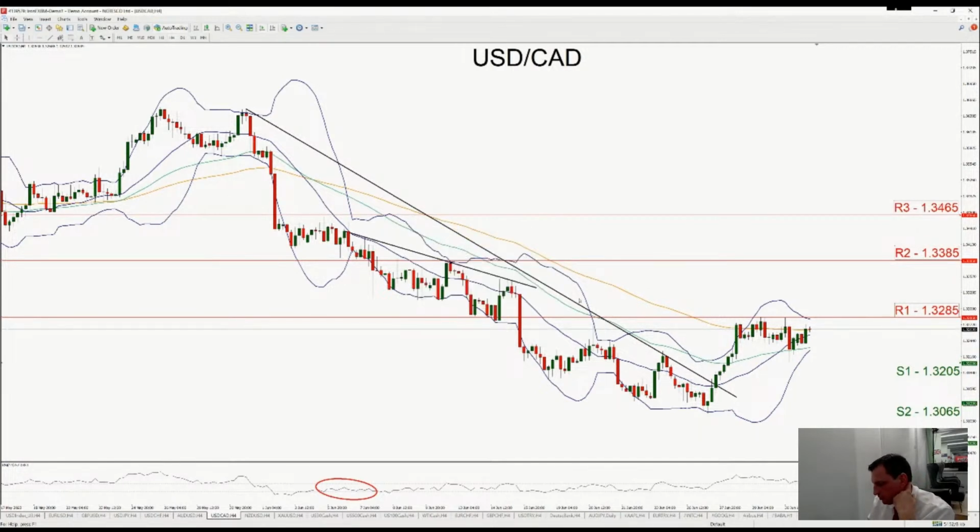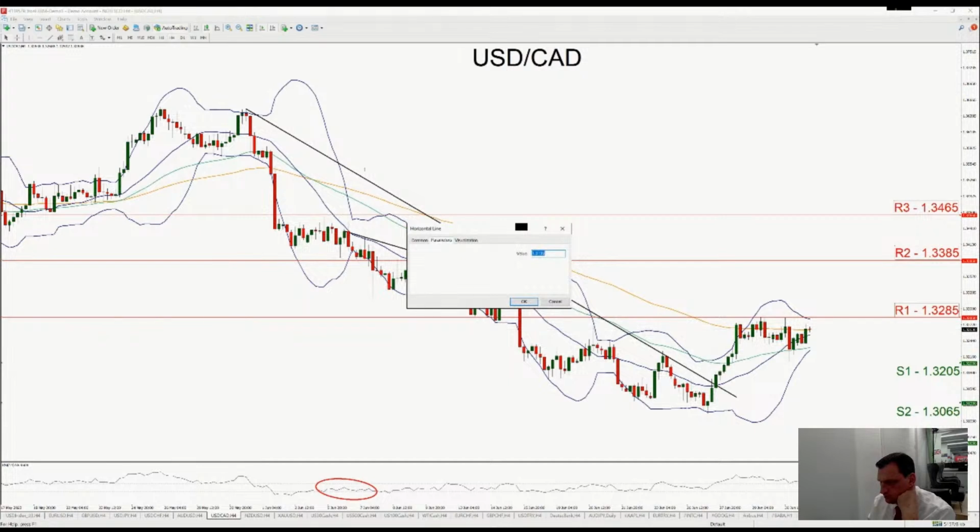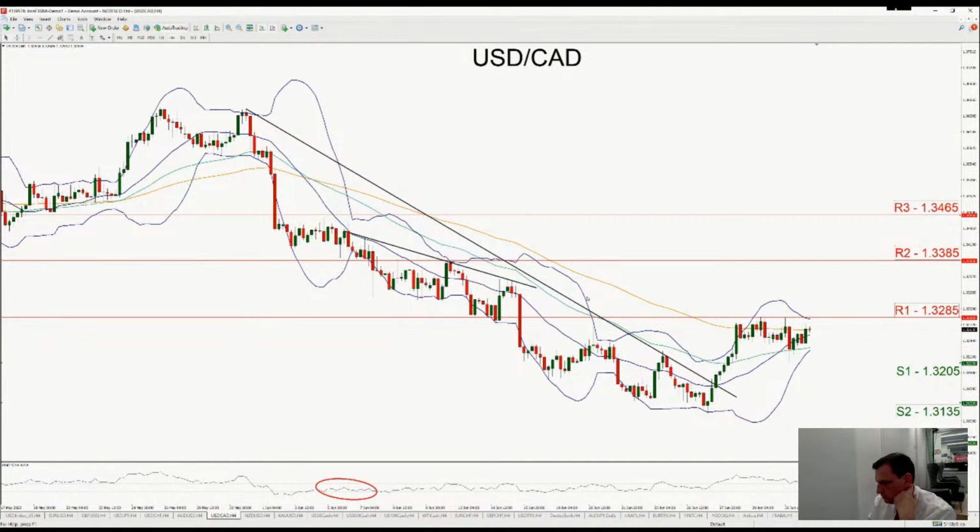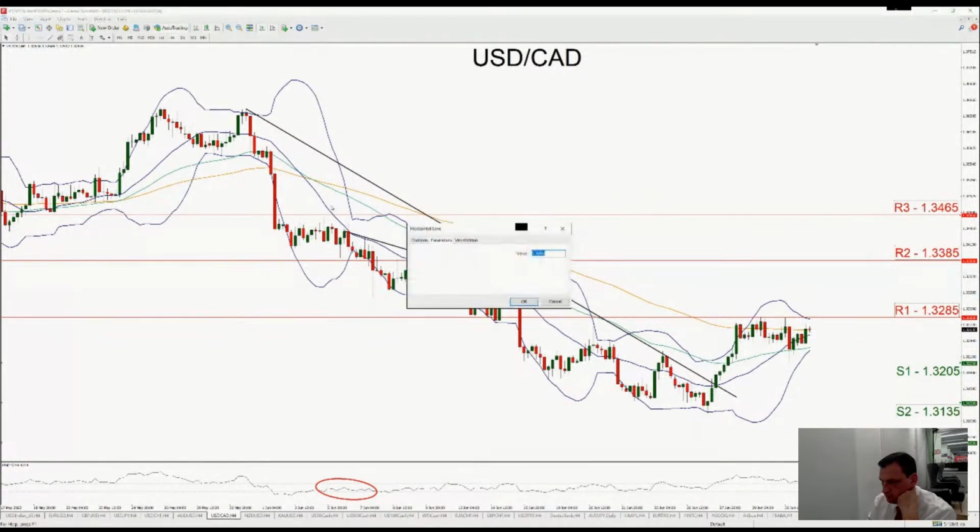Let's move now to the support lines once again. 1.3135. 1.3065.